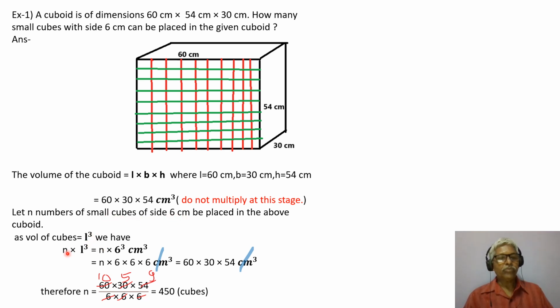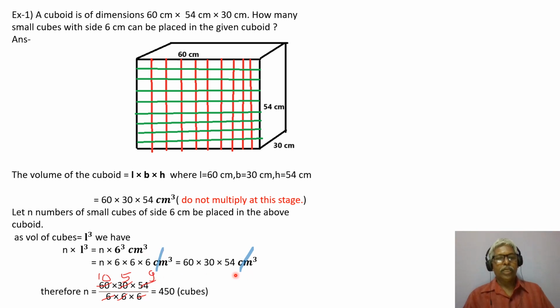So the total volume of n numbers of cubes will be n into L cube, where L is 6, so that will be equal to n into 6 cube centimeter cube, because this is in centimeters. So we take it like this: n into 6 into 6 into 6 centimeter cube equals 60 into 30 into 54 centimeter cube. This is very important, as we are dealing with volume, you must specify this.